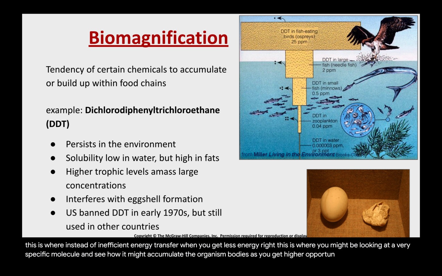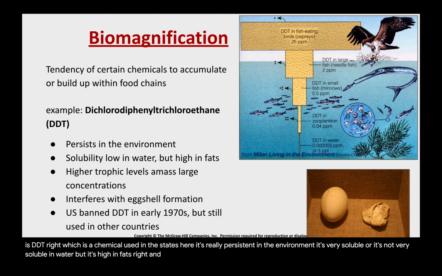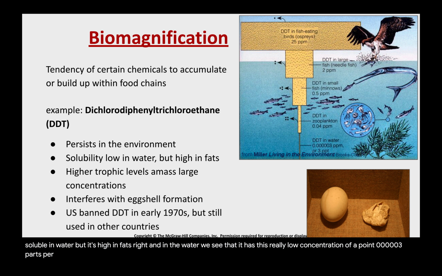Really great example of this is DDT, right, which was a chemical used in the States here. Right? It's really persistent in the environment. It's not very soluble in water, but it's high in fats, right? And in the water, we see that it has this really low concentration of 0.0000003 parts per million, right?